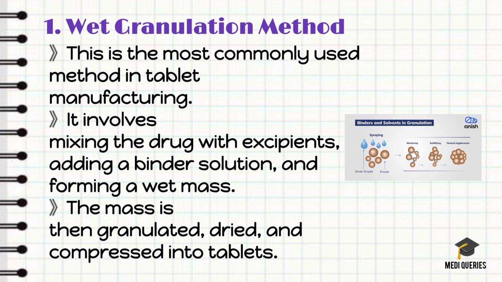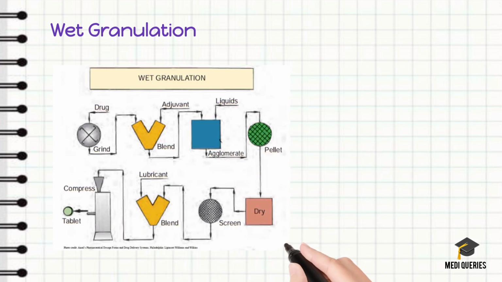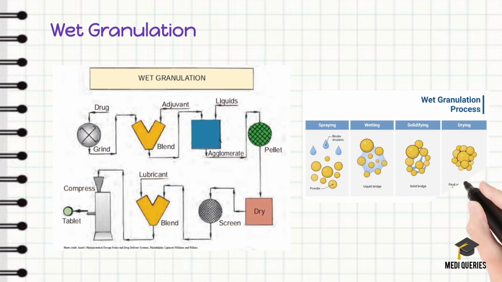The main steps include mixing the API with the diluents and other dry ingredients. In the next step, add a binder solution to form a damp mass. After that, screen the wet mass through a sieve to form granules. Then dry the granules and sieve them before compression. Wet granulation is suitable for most drugs except those that are moisture or heat sensitive.